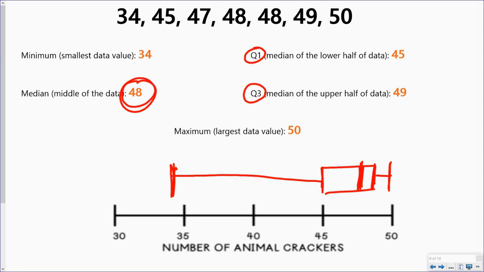So this, again, this number is your minimum. This number is your maximum. This is your quartile 1. This is your quartile 3. And this is your median.